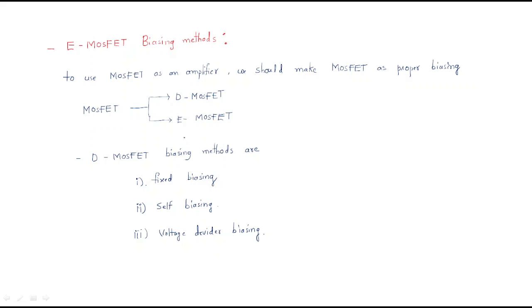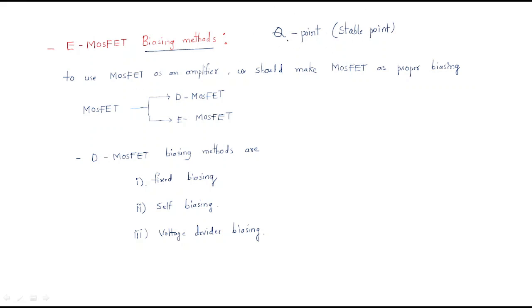Hello everyone. In this session, we will discuss the biasing methods. So generally, what is the purpose of any biasing method? It is to make a Q point. What is the Q point? Q point is a stable point. At this point only, the MOSFET will act as the amplifier.